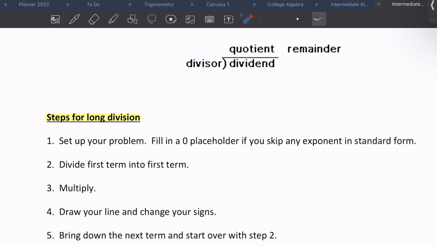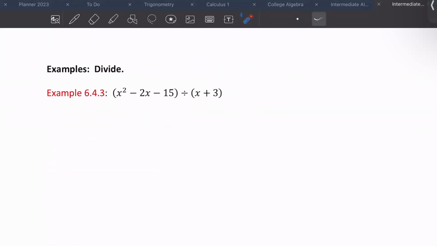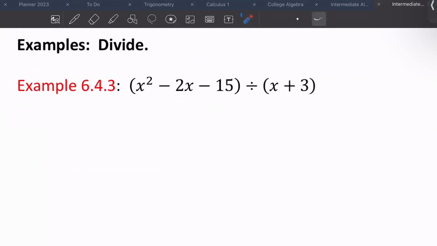Then you'll divide first term into first term, multiply, draw your line, and change your signs. Bring down the next term and start over with step 2. All of this will make sense in a minute. So that's why I kind of flew through that. But let's start with this, okay?